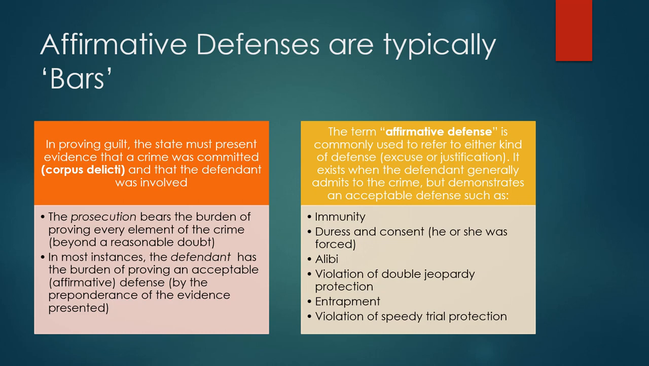Duress and consent, you know, we're going to charge you with assault. Yeah, well, he consented to the assault. We were boxing is a good example of that. Double jeopardy, entrapment, violation of speedy trial. All of those represent affirmative defenses, which essentially operate as bars. Now, let's go to that other slide there.